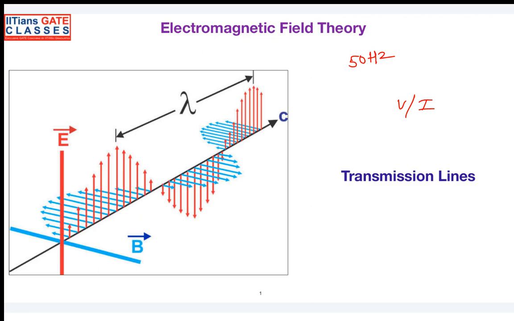In other words, what is the actual basic difference between the network theory you have studied in your academics, the same voltage and current you studied in your networks, and the same voltages and currents we are going to study in transmission lines? But actually, what is the main difference? Can you tell me what is the main difference? Anybody?